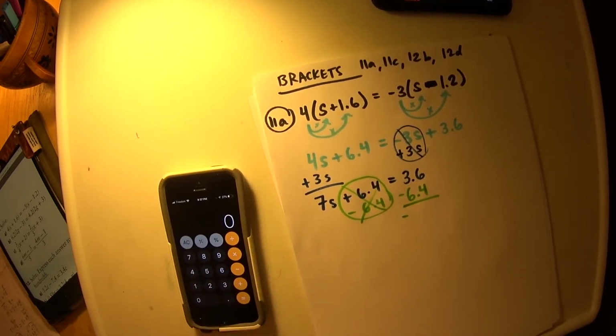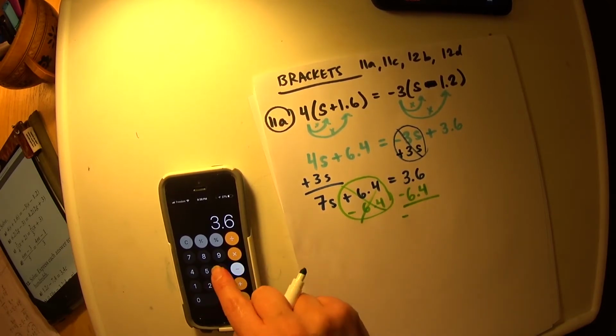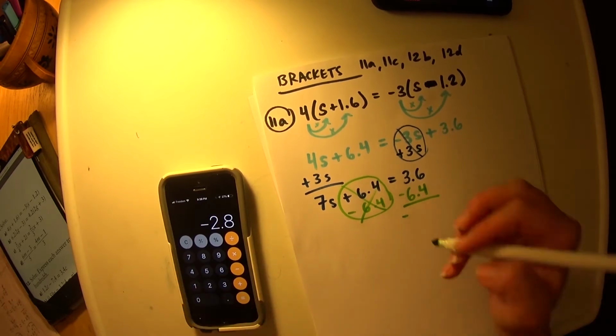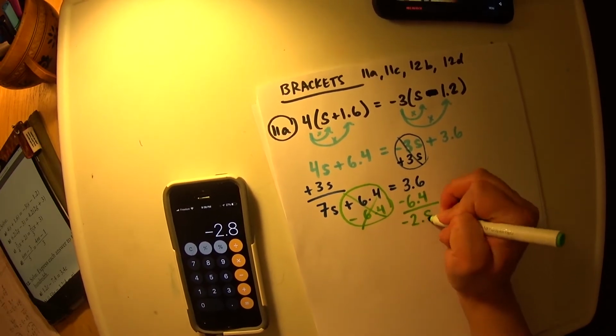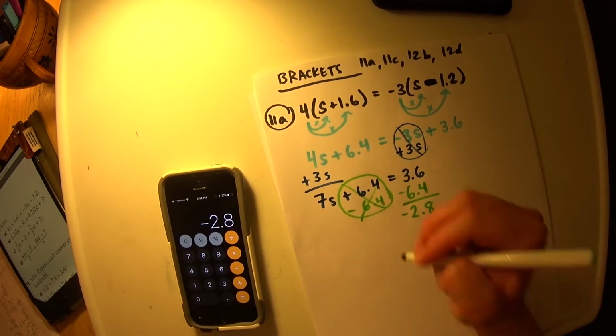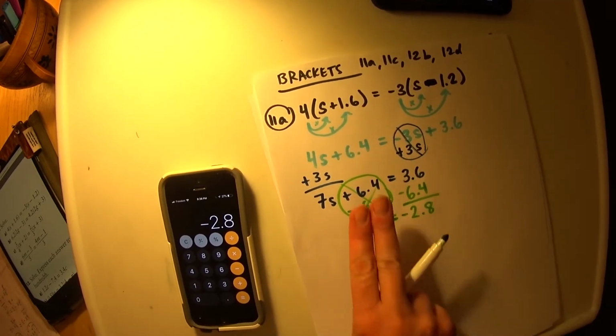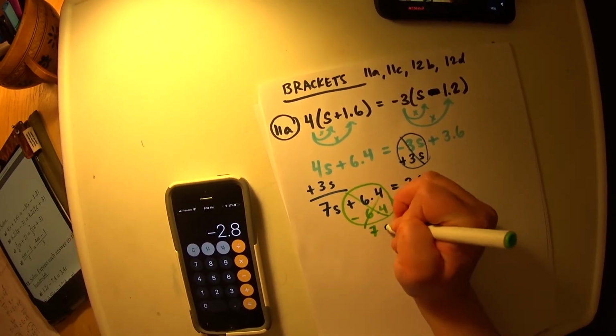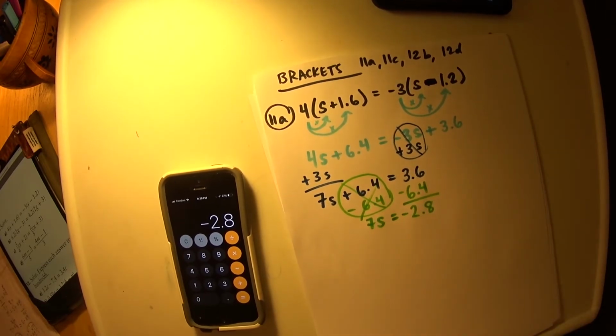Make your life easy though. Just pull your calculator out and type it in carefully. 3.6 minus 6.4 equals negative 2.8. So that's what I've got on the right side of my equal sign. On the left side, the constant's gone. All that's left is this 7s.